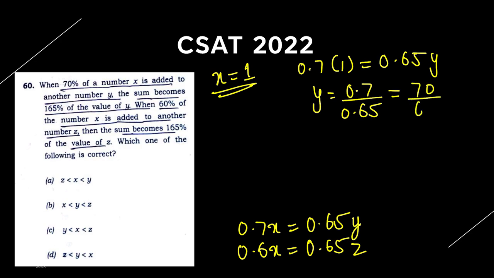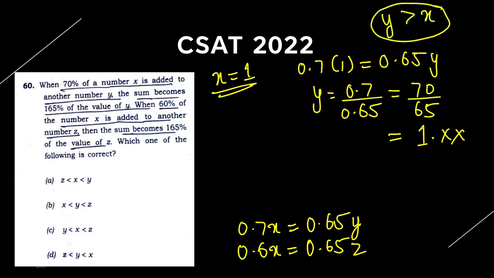This will come out to be 70 by 65, and this will be 1 point something something. I'm just keeping it for now, I'm not going to sit and start solving it. This is more than 1. So from the first relation we come to know that y is greater than x, only from this part. So x is greater than y could not be the answer. The answer is one of these.